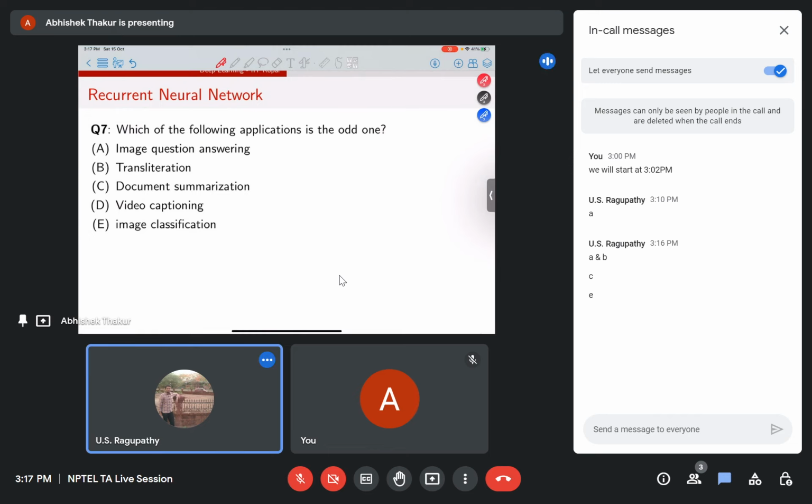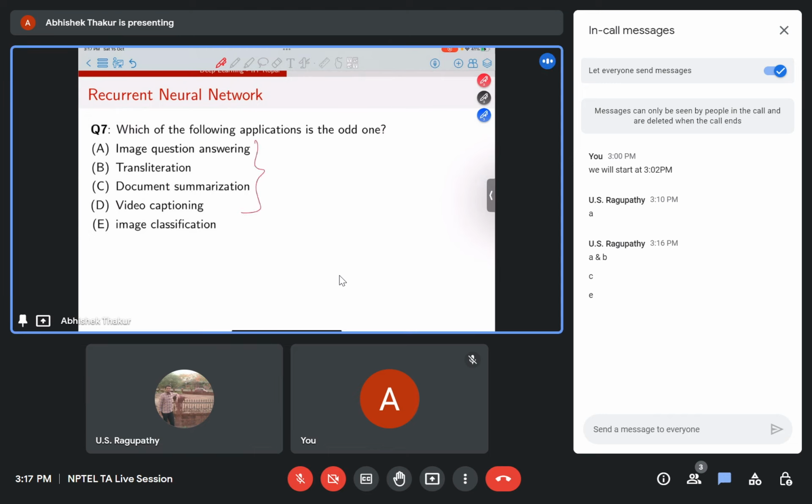Image classification. Yeah, image classification, because all these others are just predicting text, and image classification is the prediction of the image, which kind of image it is. This is image question answering, that is, based on an image some question and answer will be there. This is translation, and this is document summarization. Given a document, we have to summarize what this document is about, and we can give a small summary. Video captioning can also be done in a similar way, but image classification can be done only using CNN.